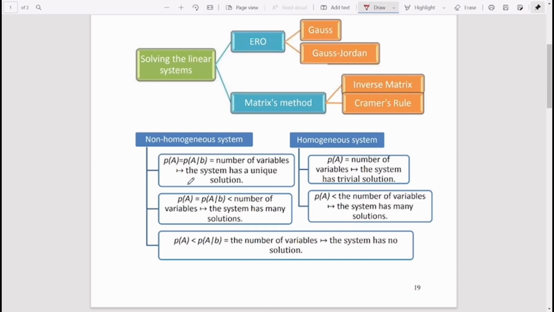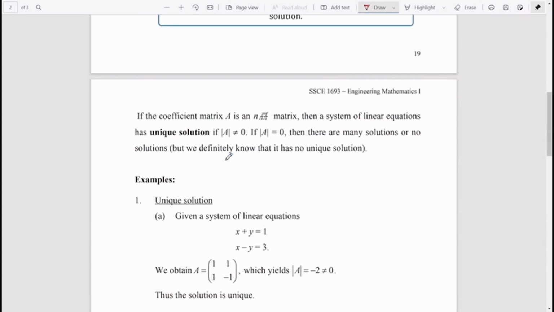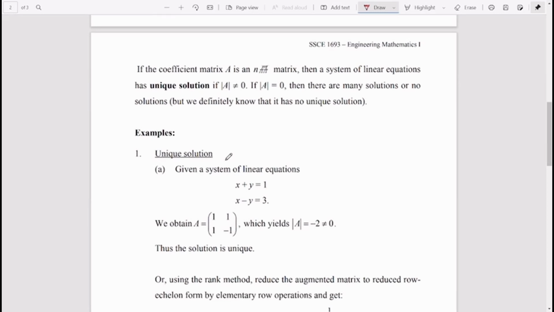As you can see now, in linear systems we have two types, which are the non-homogeneous system and the homogeneous system. The system has a unique solution when the rank of the matrix A is equal to the rank of the augmented matrix and also equal to the number of variables. If the coefficient matrix A is an n by n matrix, then a system of linear equations has a unique solution if the determinant of the matrix A is not equal to 0. In other words, it is a non-singular matrix.